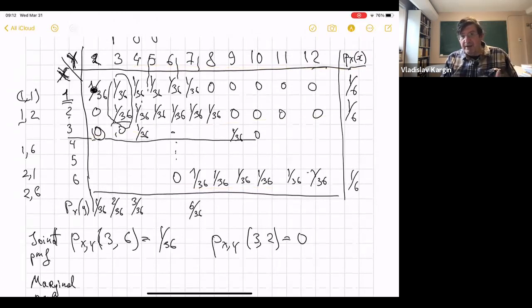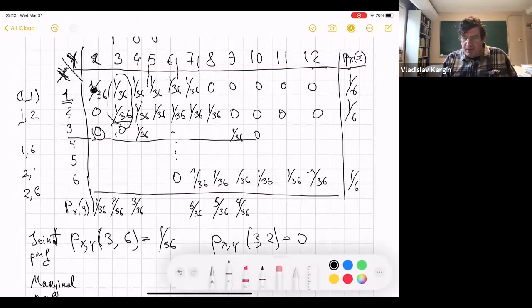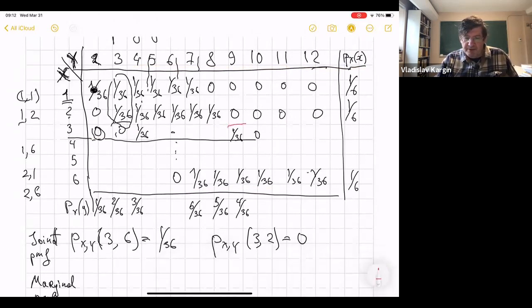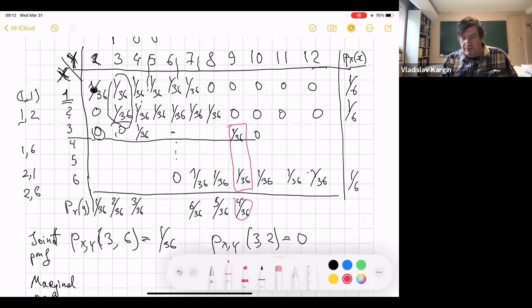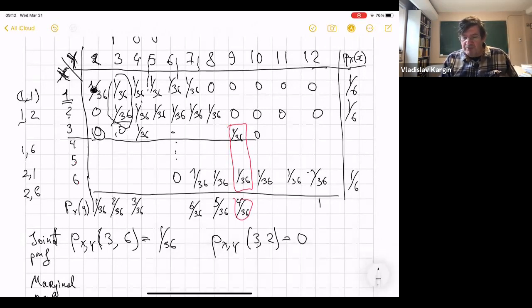After that the probability starts to decline. So we'll have 5 divided by 36, then 4 divided by 36, because here we sum this column, and there are 4 elements here, for 3, for 4, for 5, and for 6, and the sum of them gives 4 divided by 36, and so on until we eventually get here 1 divided by 36. And now this is the marginal distribution for y.